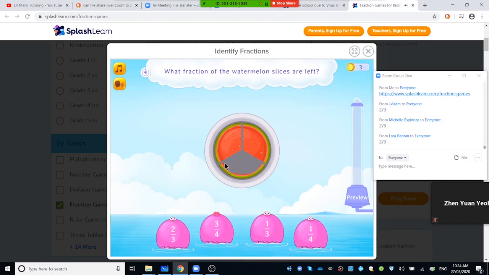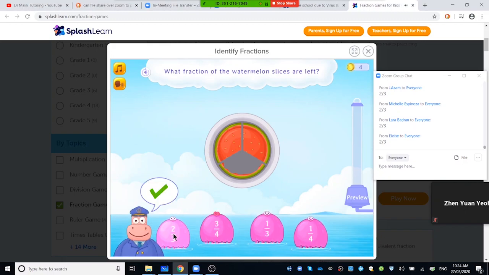So we saw there were three equal parts. One has been eaten, so two are left. So it should be 2/3, as someone said. Well done. So that's good. You're awesome.